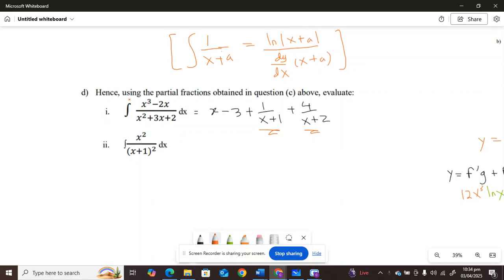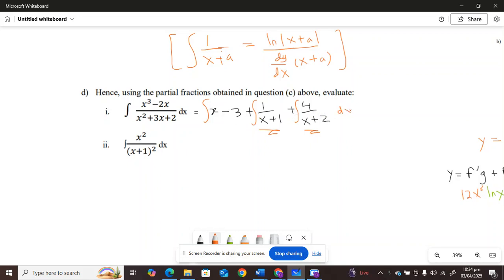Okay, so we have a question here. It says, hence, using the partial fractions obtained in question C above, evaluate the integral of x cubed minus 2x over x squared plus 3x plus 2. Okay, so basically we have to integrate the partial fractions here. So each term needs to be integrated.